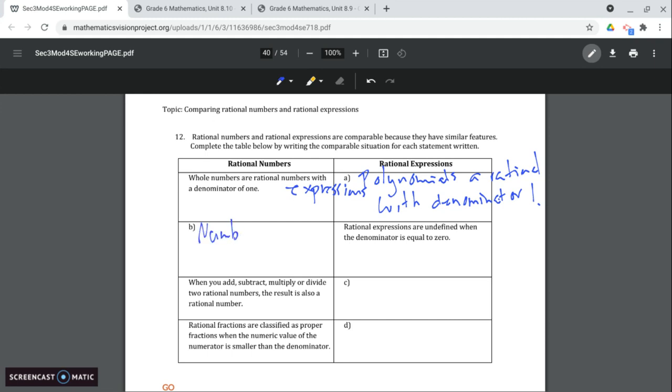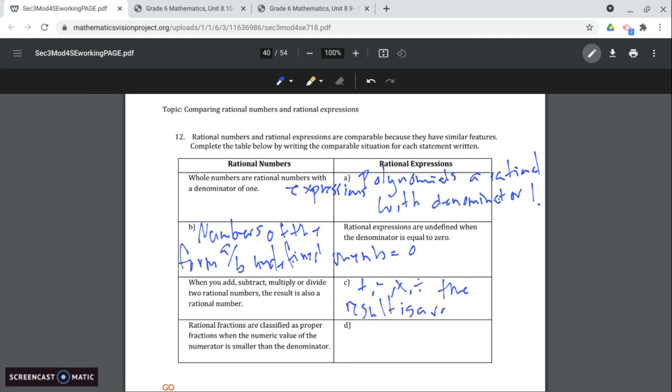For rational numbers, numbers of the form A over B are undefined when B equals 0. Next one, when you add, subtract, multiply, or divide two rational numbers, the result is also a rational number. So for rational expressions, same thing. When you add, subtract, multiply, divide rational expressions, the result is a rational expression.